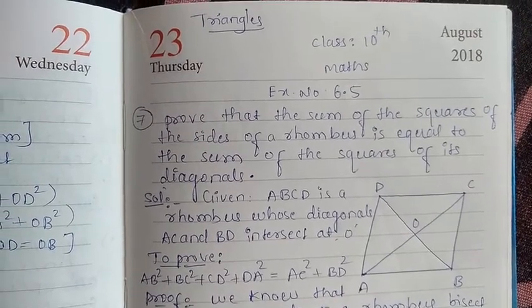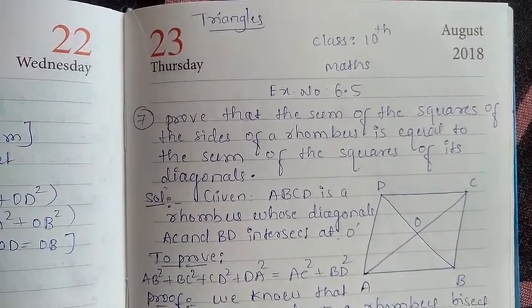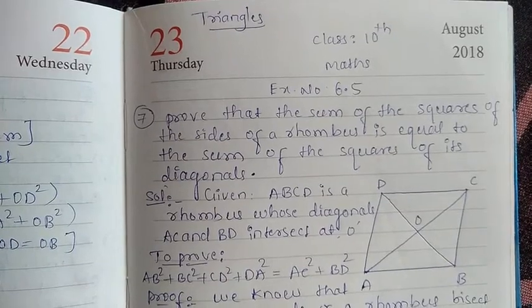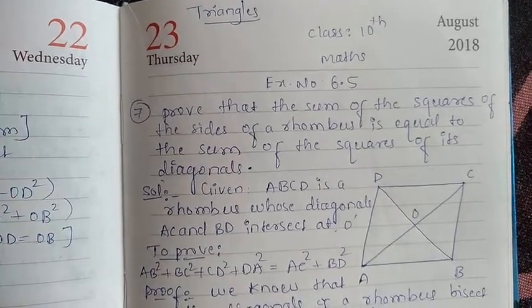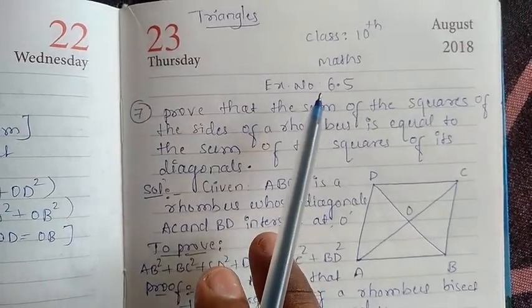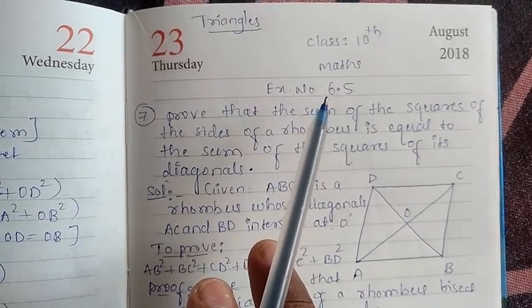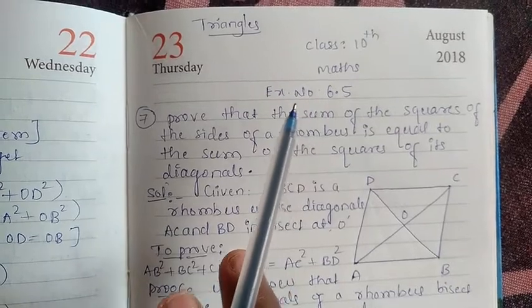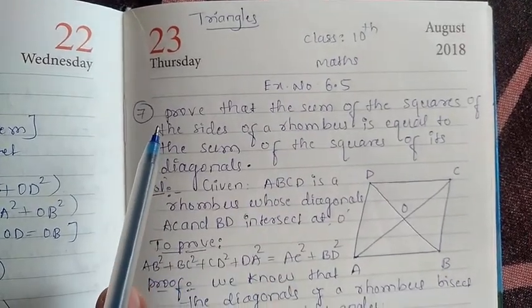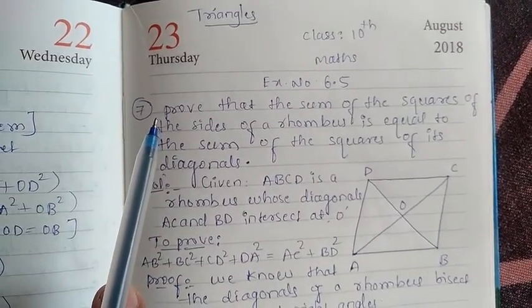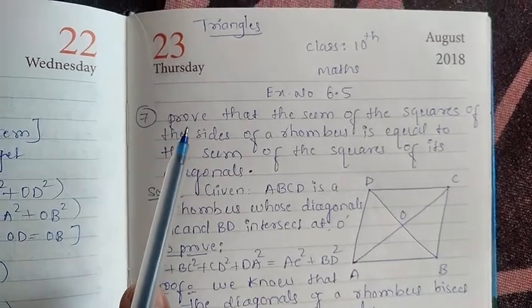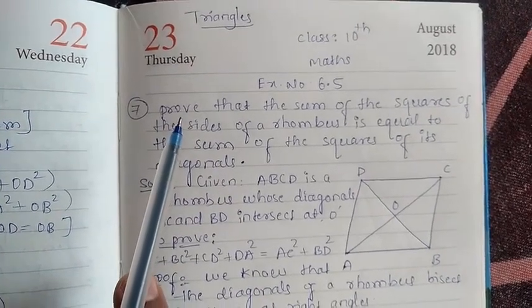Dear students, in yesterday's class we saw 3-4 examples from the same exercise number 6.5, and a few examples I gave as homework. I hope you have done it. So today we'll discuss the 7th main question. Try to understand what is given in the question and what they asked us to prove here.